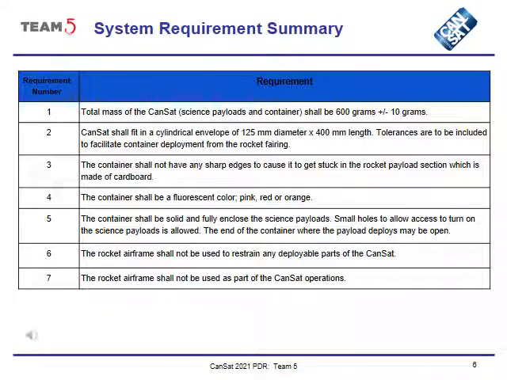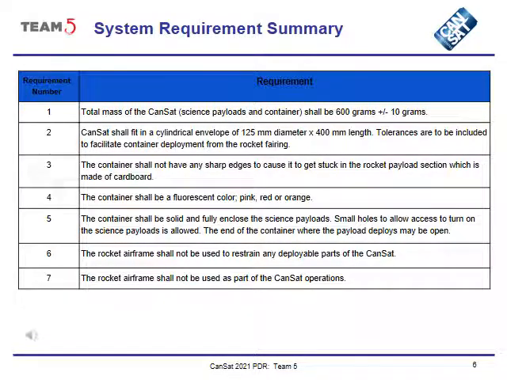2. Cansat shall fit in a cylindrical envelope of 125 millimeters diameter times 400 millimeters length. Tolerances are to be included to facilitate container deployment from the rocket fairing. 3. The container shall not have any sharp edges to cause it to get stuck in the rocket payload section, which is made of cardboard. 4. The container shall be fluorescent color, pink, red, or orange.